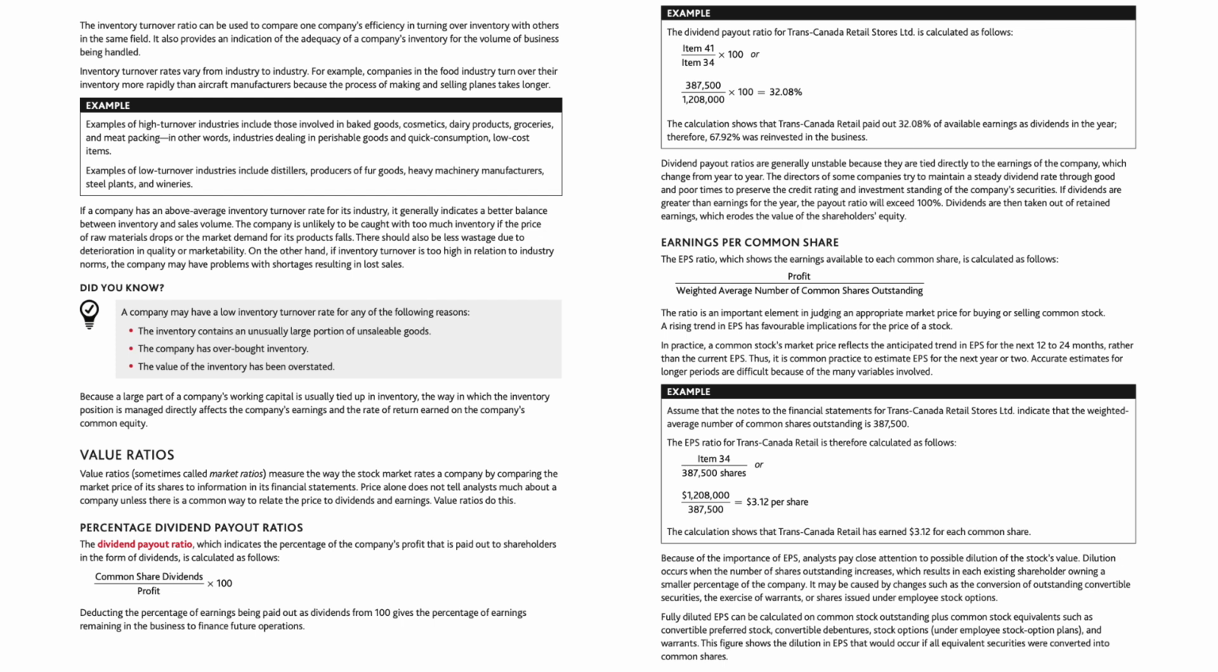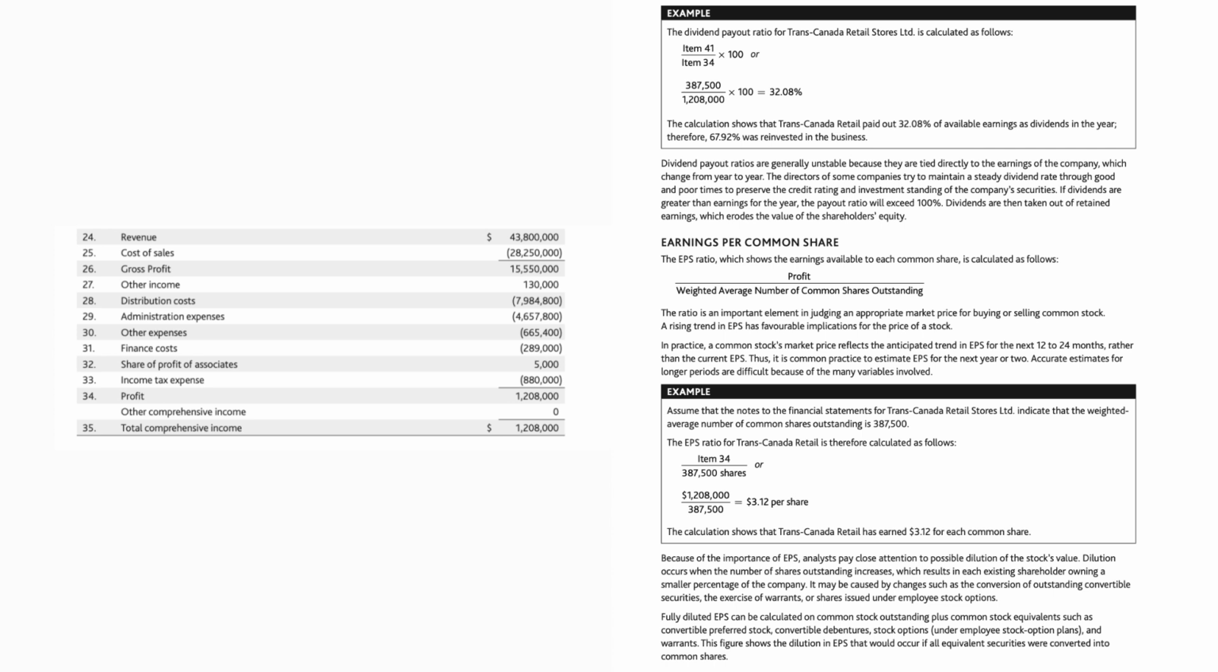Here's an example. Assume that the notes to the financial statements of TransCanada Retail indicate that the weighted average number of common shares outstanding is 387,500. The EPS ratio for TransCanada Retail is therefore calculated as follows. Item 34 divided by 387,500 shares, which is $3.12 per share. The calculation shows that TransCanada Retail has earned $3.12 for each common share.